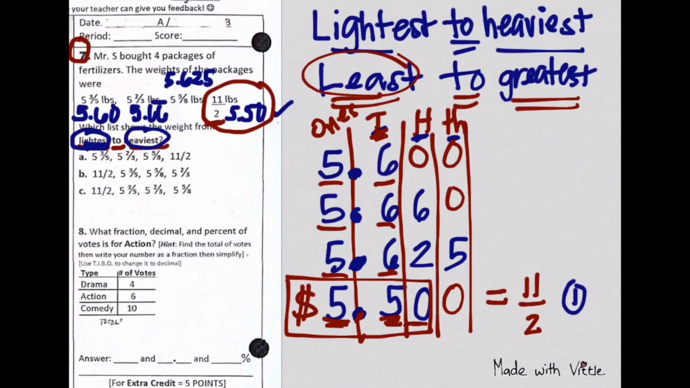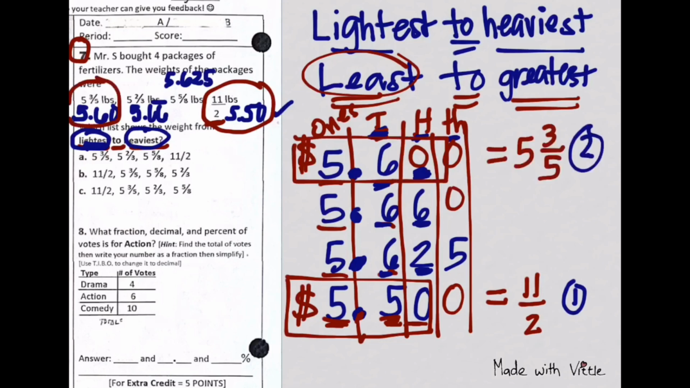Now let's look at the rest of them. We know that all the rest of them have 6 in the tens place value. So what we're going to do is move on to the right. Next is the hundreds place value. We are going from least to greatest. So which one do you think is next after $5.50? The one that has 0 here is the next one, because 2 is bigger than the 0 on the hundreds place, this 6 is bigger than the 0 on the hundreds place. And we know originally that $5.60 is the 5 3/5. So that is our second one.